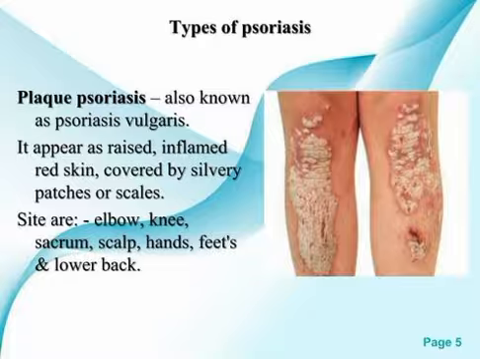This plaque psoriasis is the most common type of psoriasis. It is also known as psoriasis vulgaris. It's raised, inflamed red skin covered by silvery patches or scales. Usually, it occurs near the elbow, knee, sacrum, scalp, hands, feet, and lower back.